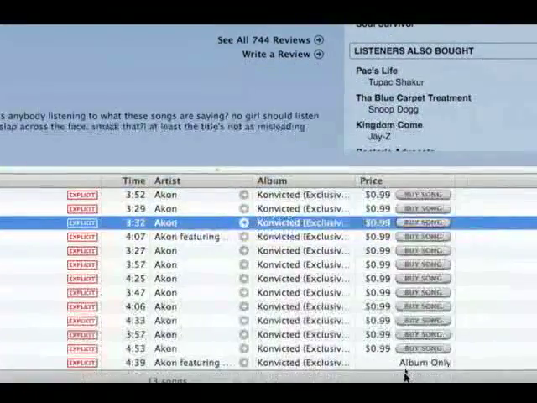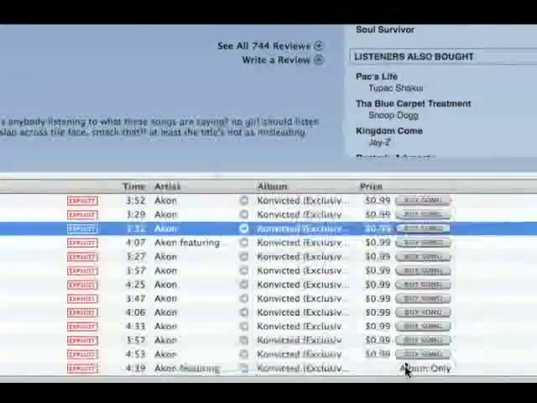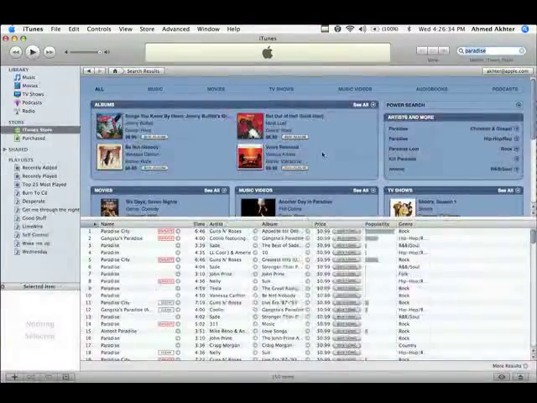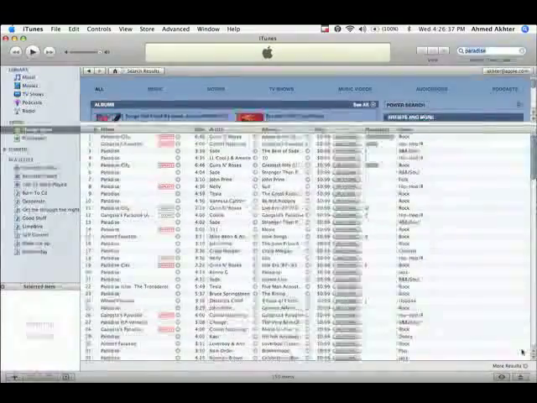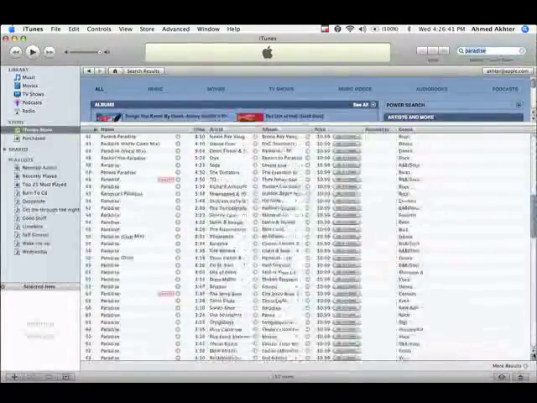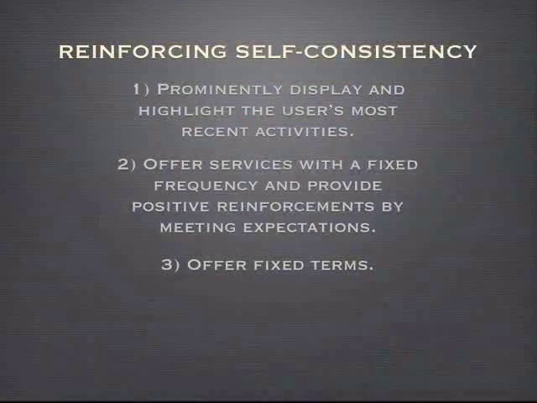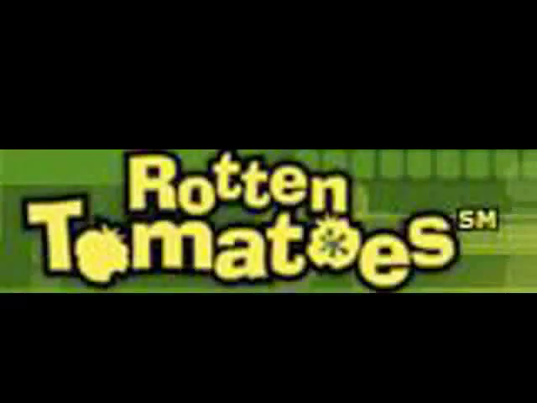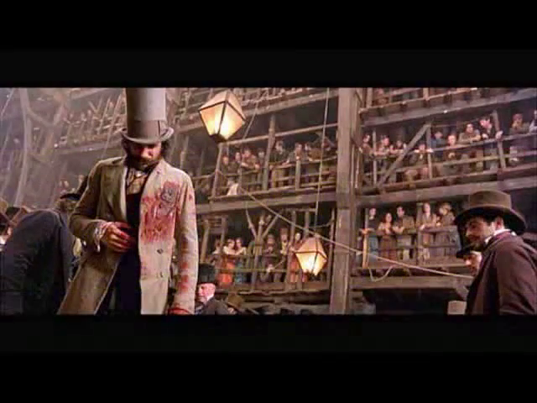The iTunes Music Store was unique when it pioneered this pricing model. This consistent pricing model makes the store very credible in the eyes of its users. Because once you've bought a song for 99 cents, it's easier to buy the next song for the same price. Offering fixed terms is therefore another good way of reinforcing self-consistency. Service-wide metaphors can take this approach even further.